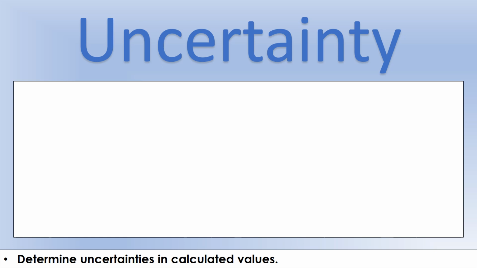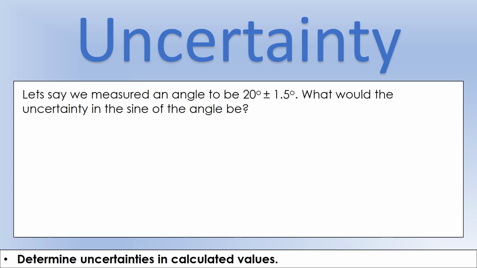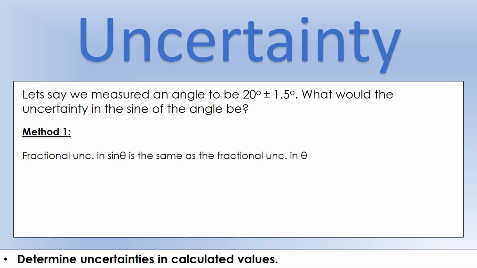The final thing we might use fractional or percentage uncertainty for is if we're trying to determine the uncertainty in a calculated value. So let's say we measure an angle to be 20 degrees, and let's say we estimate its uncertainty as 1.5 degrees, just like we had in the table earlier. So the question is, well, what would the uncertainty in the sine of that angle be? Well, there are two methods, I think, for doing this, and neither's really better than the other. They're both getting at the same thing. So method one is we say the fractional uncertainty in sine theta is the same as the fractional uncertainty in theta itself. Okay? So that's an assumption we're going to make.